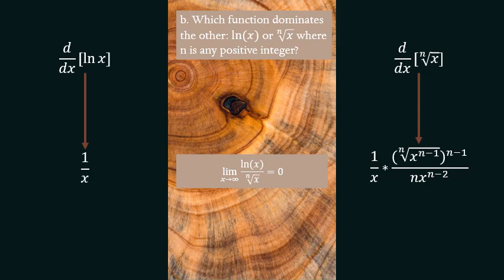So if the logarithm function is in the numerator, then it's being dominated. Well, it's being dominated wherever it is. If it's in the numerator, we get a 0. If it's in the denominator, we'll get infinity.